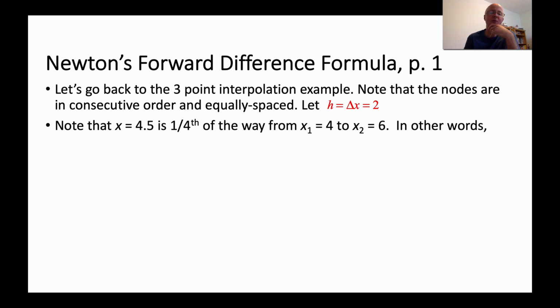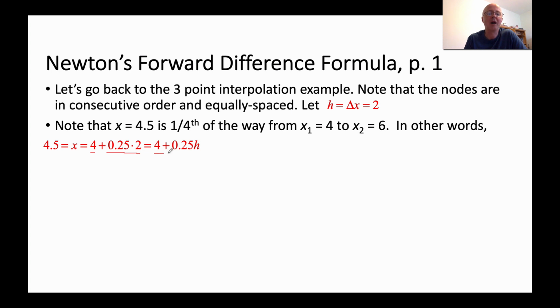Note that 4.5 is 1/4 of the way from 4 to 6. I use this kind of phrasing when I talked about Neville's method. I could also say 25% of the way from 4 to 6. In other words, 4.5 could be thought of as 4 plus 25% of the way from 4 to 6, because 6 is 4 plus 2.